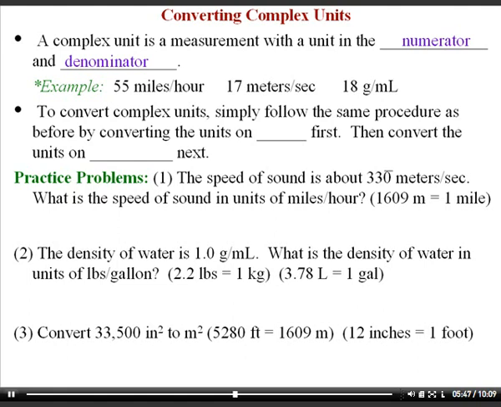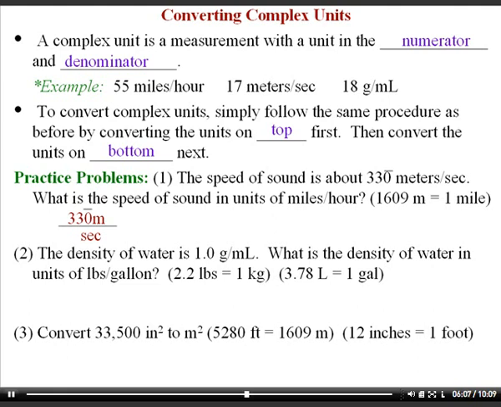To convert a complex unit, you're going to follow exactly the same procedure as before, except you're going to just worry about one word at a time. You're going to do the top unit first, and then you're going to convert the units that are on the bottom. So in the first example, we have the given. It says the speed of sound is about 330 meters per second, so that's the number that we write down first, and we need to convert this to miles per hour.